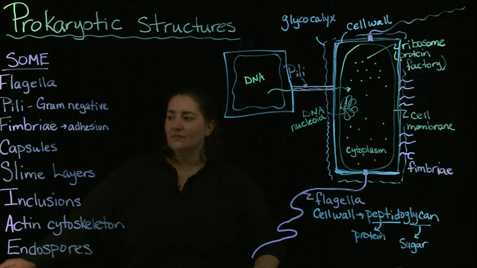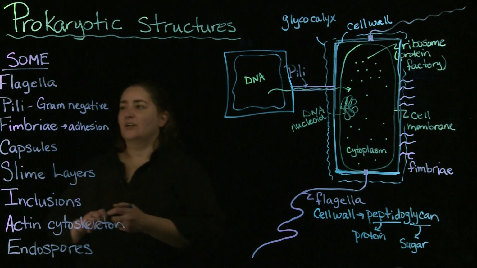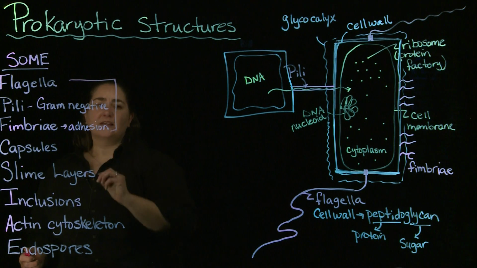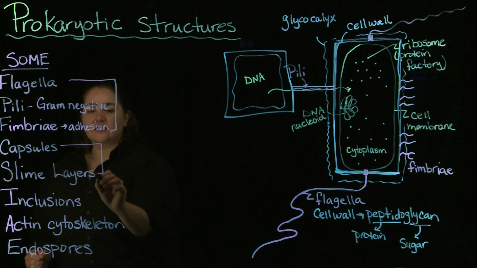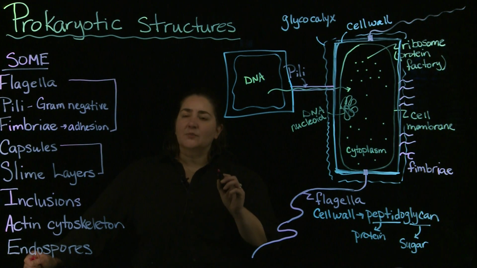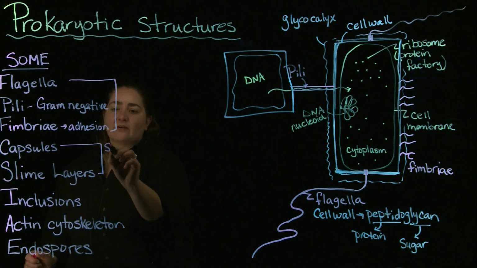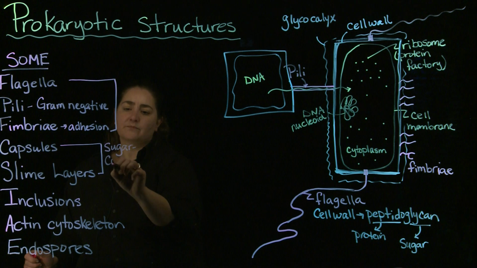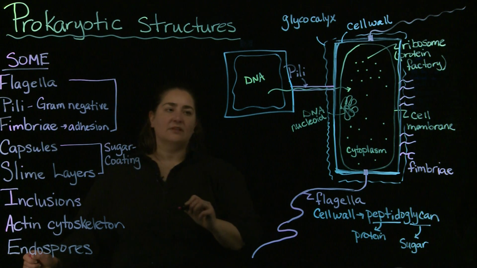Okay? Our next structures are going to be kind of related, all right, so we can group flagella, pili, and fimbriae. Those are all a little bit similar. The capsules and the slime layers are also a little bit similar, all right? We're essentially talking about some kind of, usually sugar, coating on the outside of the bacteria, all right?